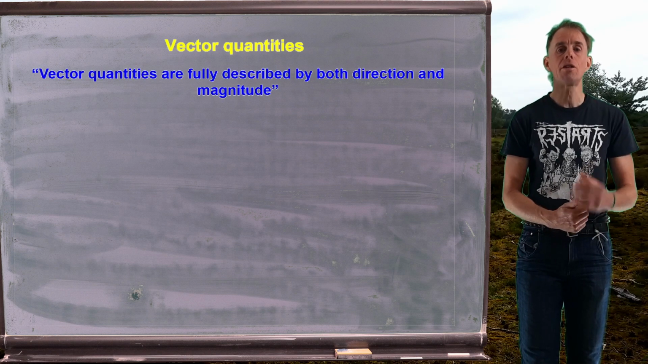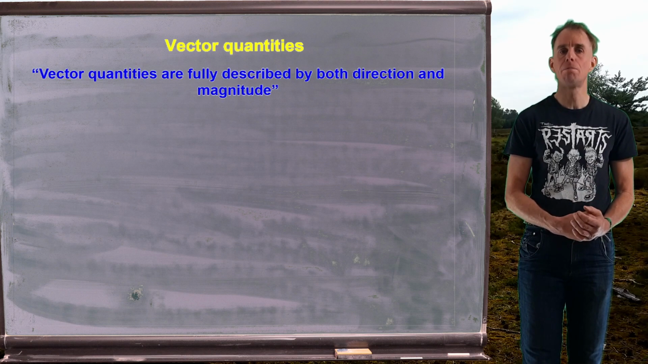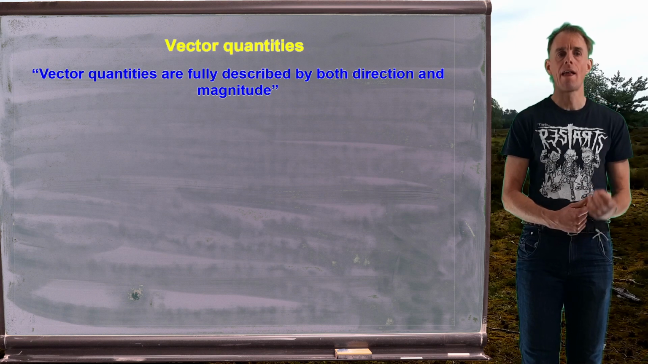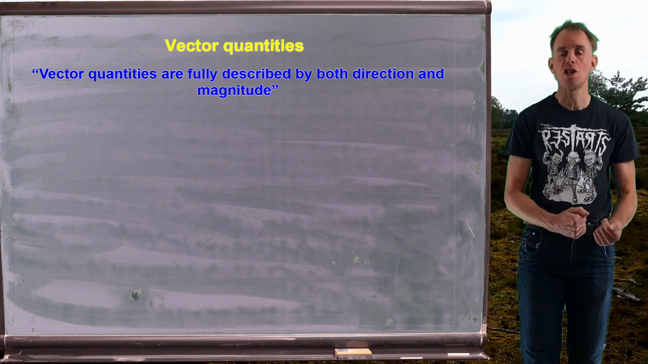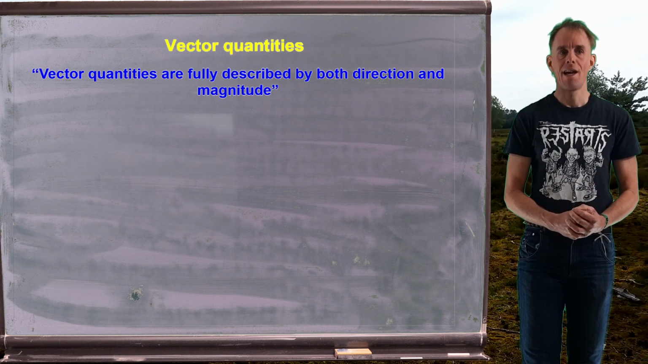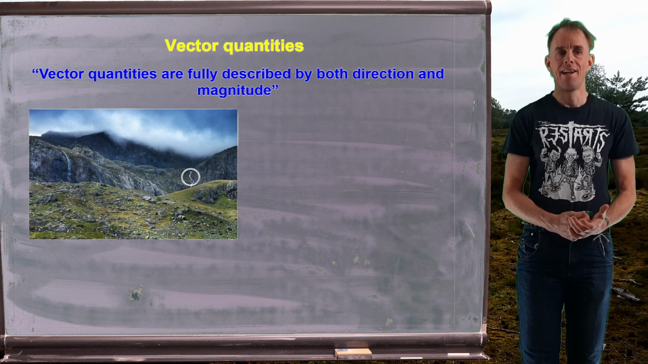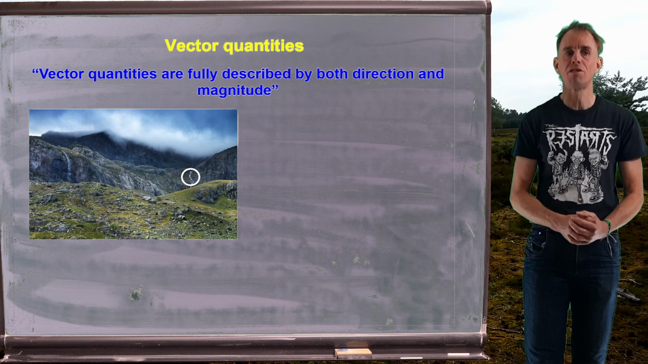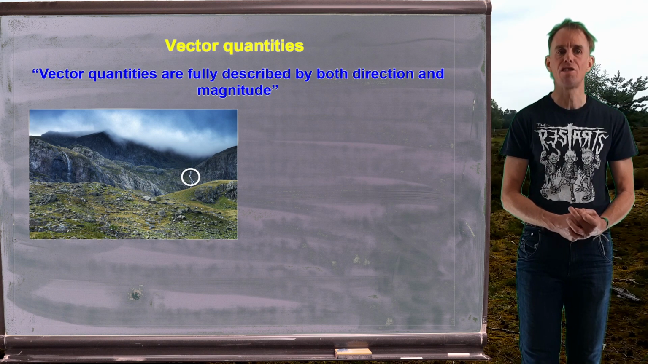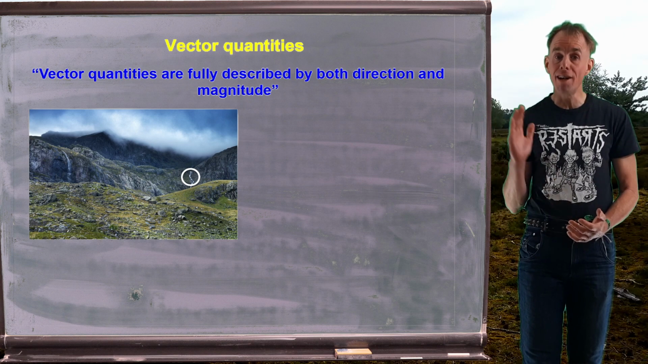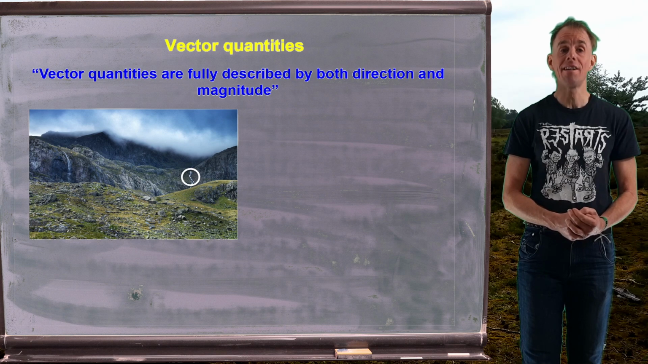Again, if we were to look at a dictionary definition, it would be along the lines of: vector quantities are fully described by both direction and magnitude. And we can think of this with respect to velocities. So let's have a look at this nice mountain scene. It looks like Wales on a nice sunny day. And I've highlighted in the circle there a waterfall.